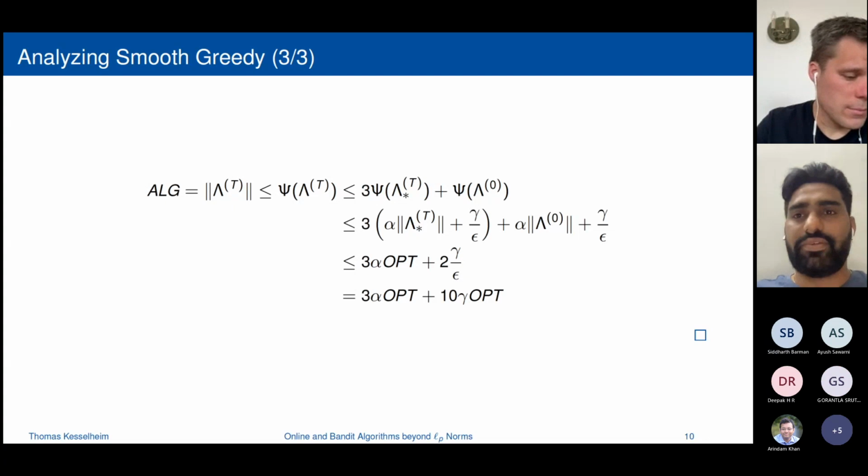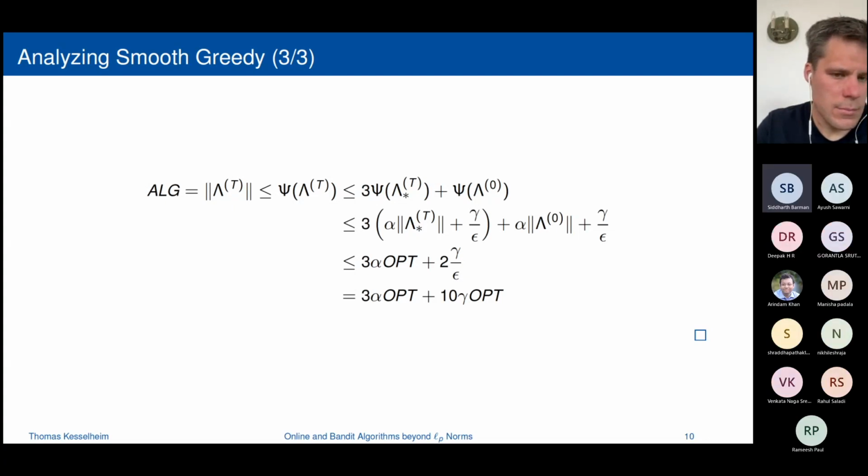Maybe a pedantic one. You do need knowledge of opt to set epsilon, but maybe a doubling trick. I need knowledge of opt, so I'll have to do some doubling trick. But that's just what people did already 30 years ago. I think you'll have to do this even for the softmax. So sure.